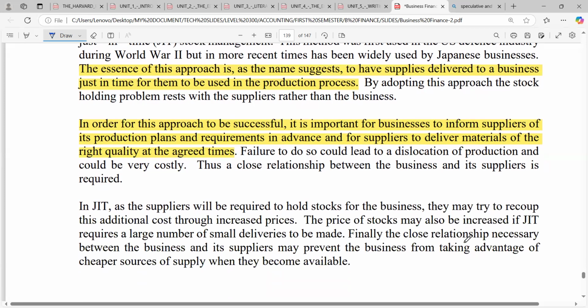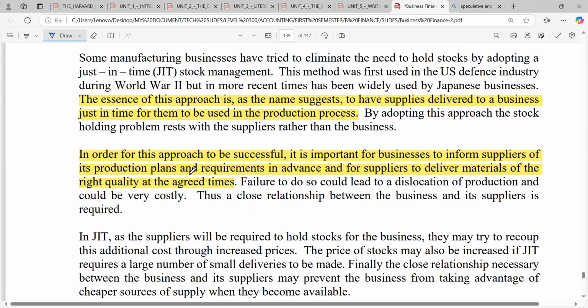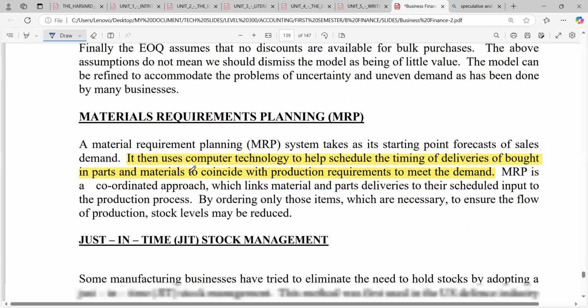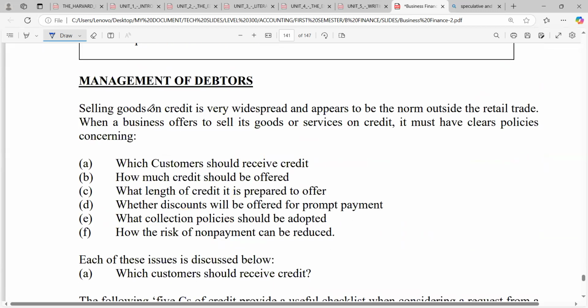So if you don't provide them with the required information that they need, you would end up not getting their supply at the right time for you to be able to continue with your production. Now, this is all about management of stock. Then the next asset we all know needs to be management of debtors, and we know who debtors are.